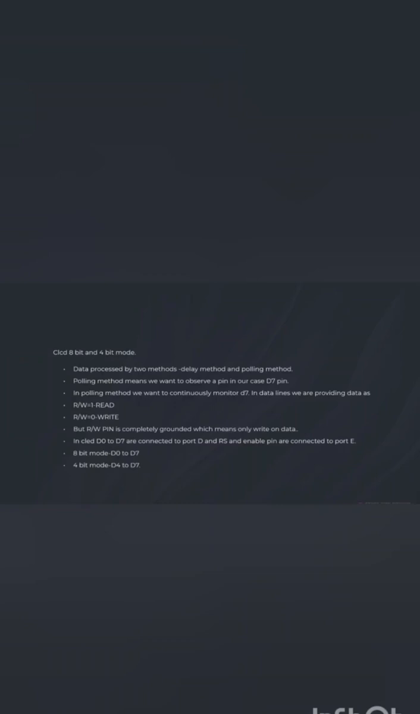Polling method means we want to observe a pin, in our case the D7 pin, and in this, read/write equal to 1 means read and read/write equal to 0 means write. In 8-bit mode, the data lines are from D0 to D7, and in 4-bit mode, the data lines are from D4 to D7.